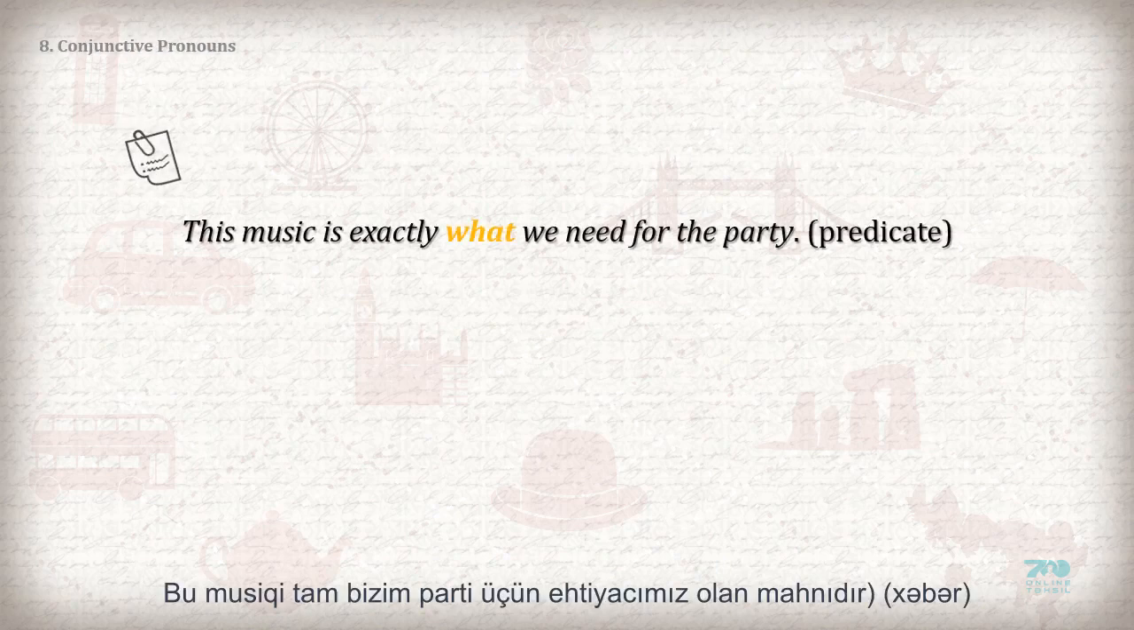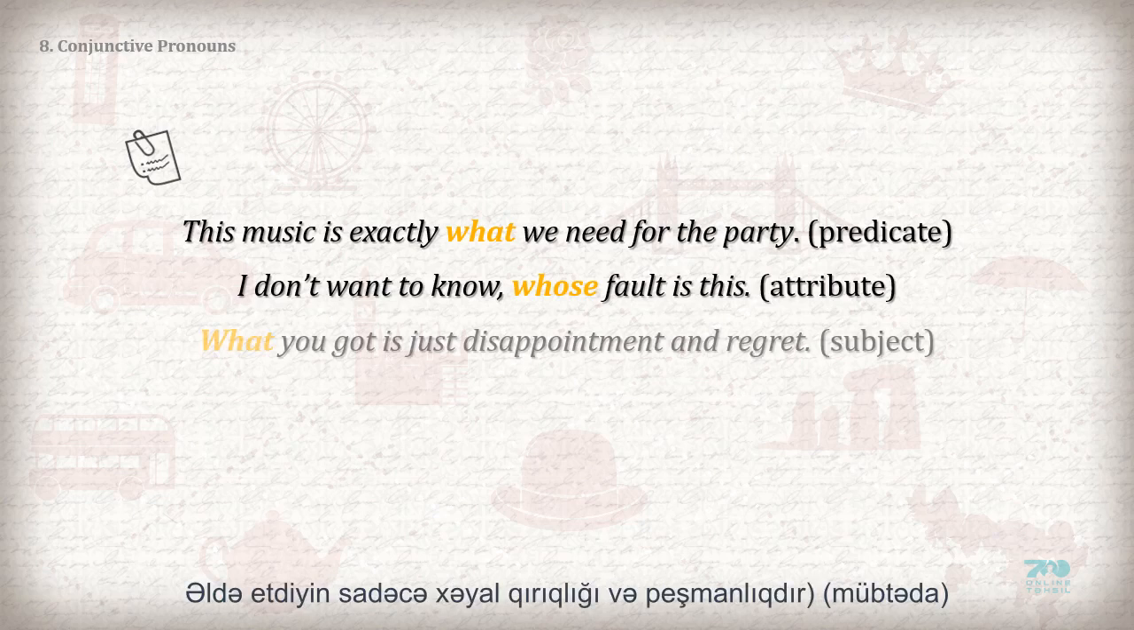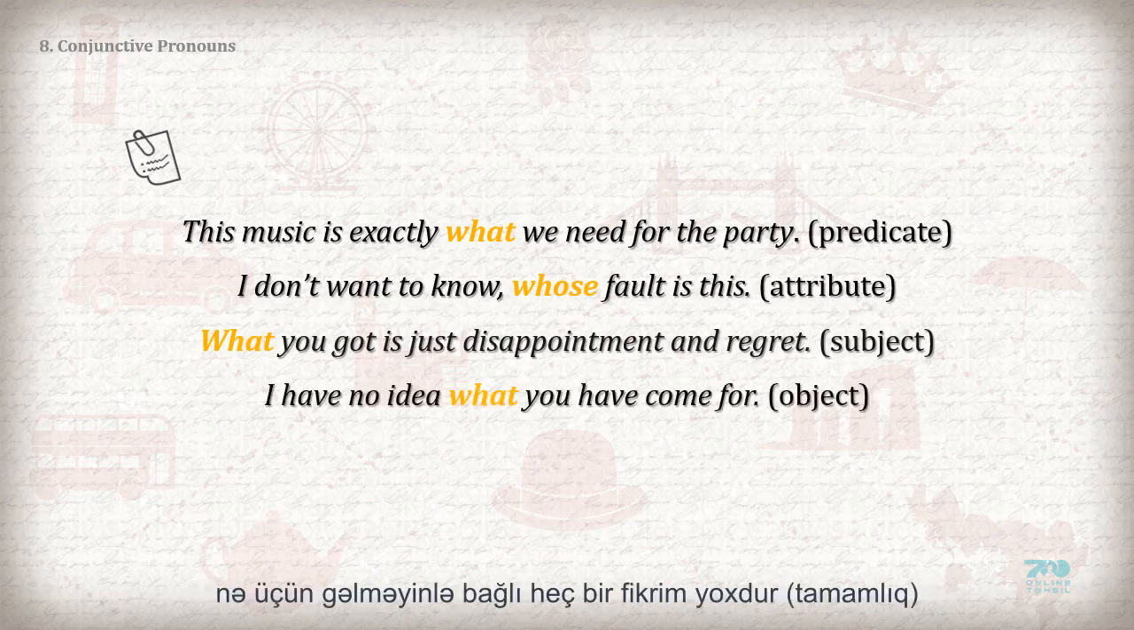Subject: This music is exactly what we need for the party. Predicate: I don't want to know whose fault this is. Attribute: What you got is just disappointment and regret. Object: I have no idea what you have come for.